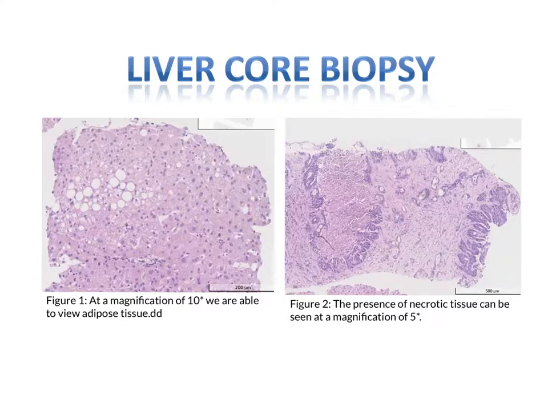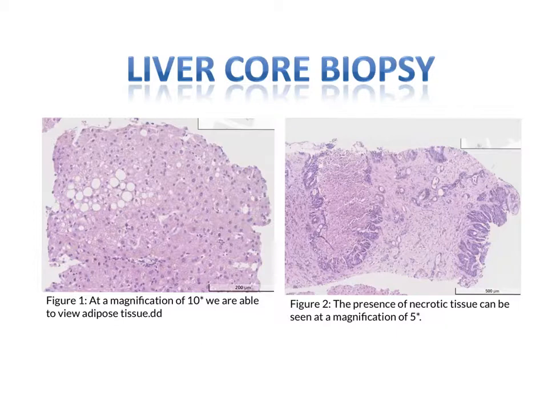Close to this, we are able to view, at an objective lens of 5, more tumour cells with surrounding fibrous tissue as a response to the tumour. It is important that we are able to diagnose the primary cancer. Here the tumour cells are not as well differentiated as they are in the colon, and hepatic cancers are not glandular. It is safe to assume that this is not a primary hepatic cancer.